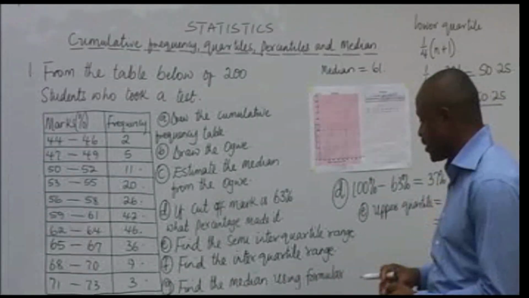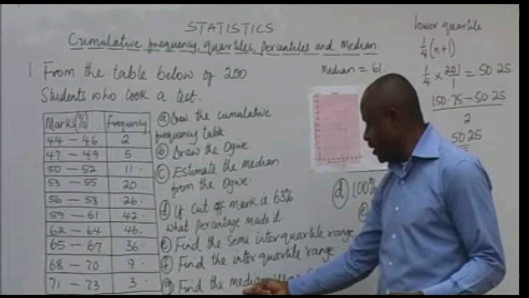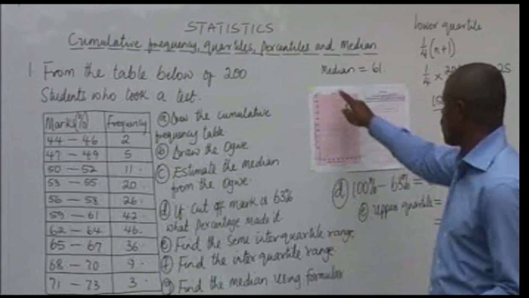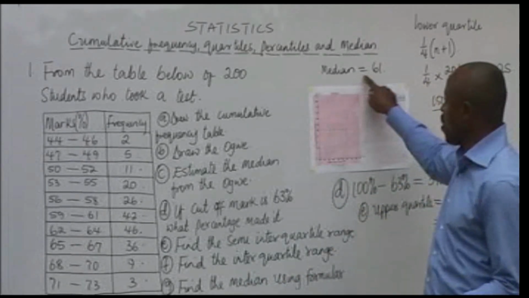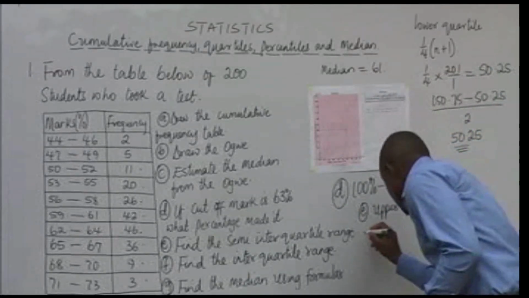Because of our space, let's do question number F before we clean up to be able to do question number G, which is asking us the median from the formula. Remember, when we do question number G, we compare whatever we get with the median we got from our graph paper.